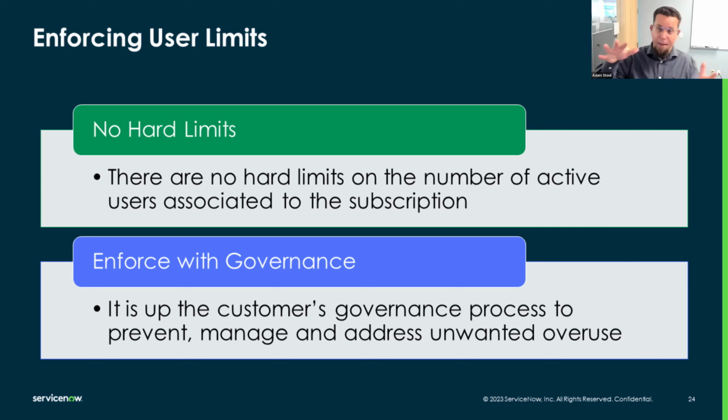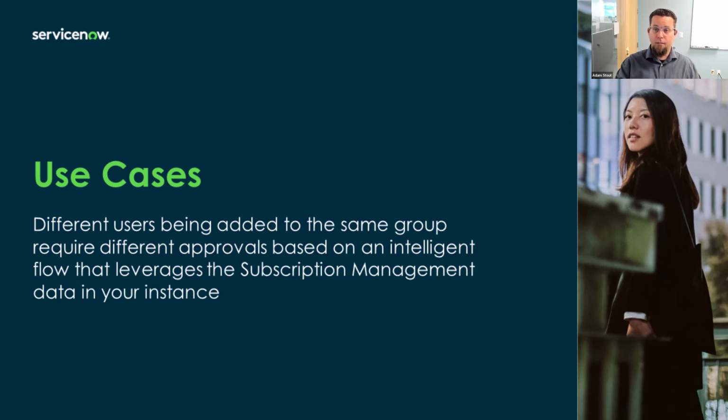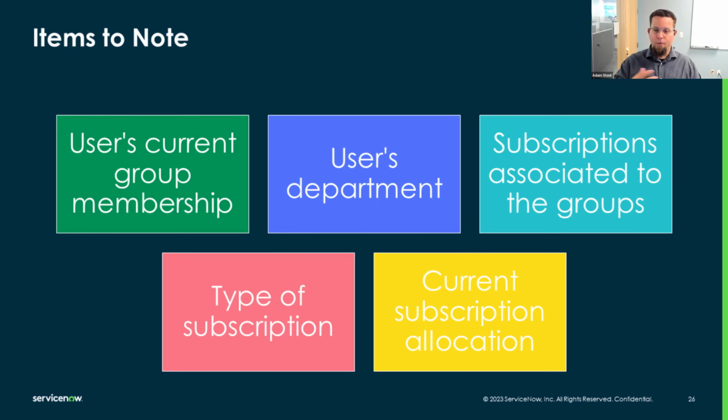What do you want to have happen? And then that's what will happen. Let's talk again about some more use cases. A couple of examples that we're going to walk through, and I want you to make sure you're doing this for your organization. What is the user's current group membership? What subscriptions do they have today? What's the user's department? What groups are they in? What subscriptions do they have?